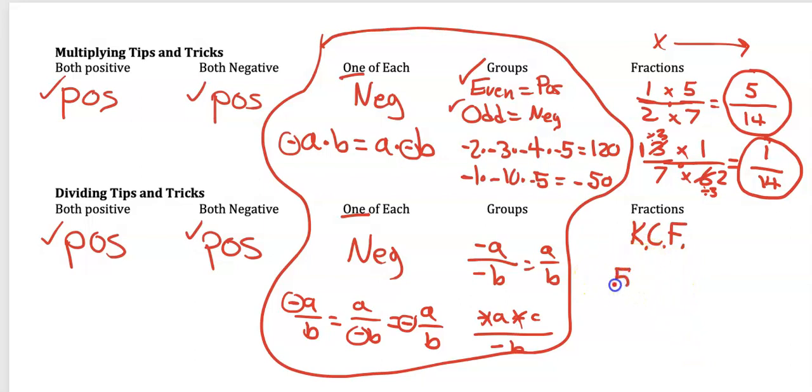Let's say we're doing 50 divided by 2/3. Okay. Let's see here, what we got here? We got 50 divided by 2/3. So we don't actually divide by fractions. We keep the first one the same.